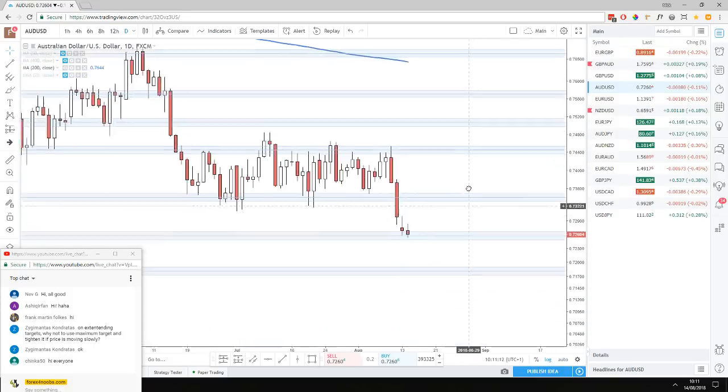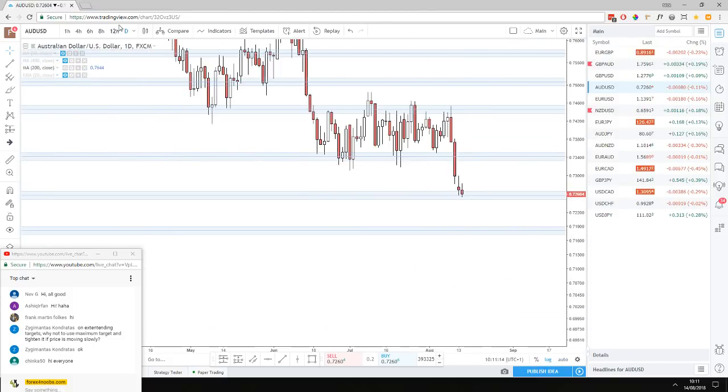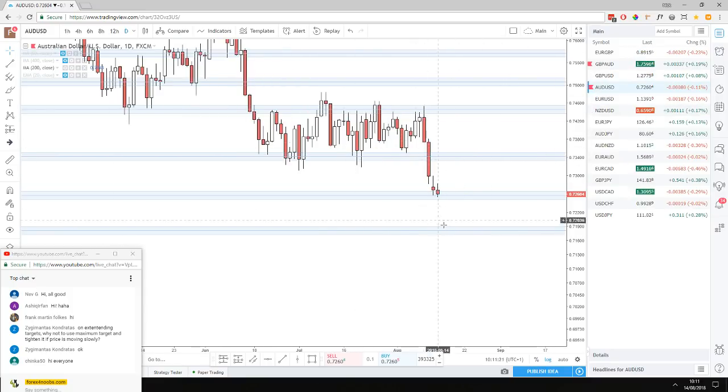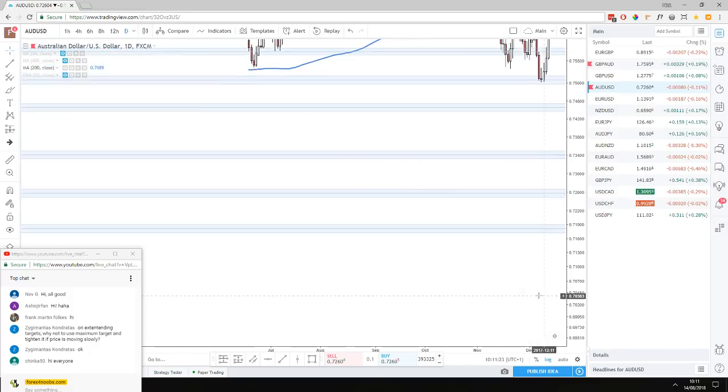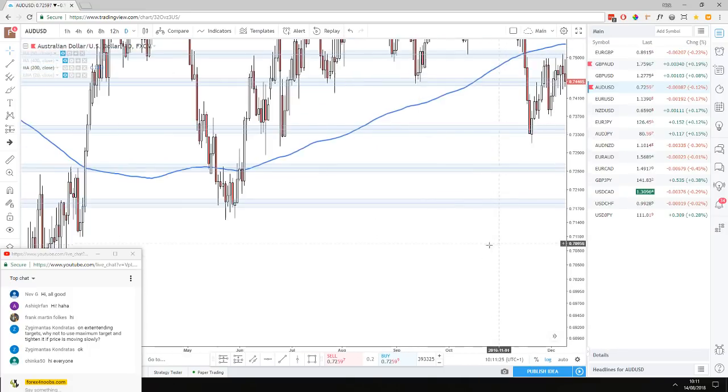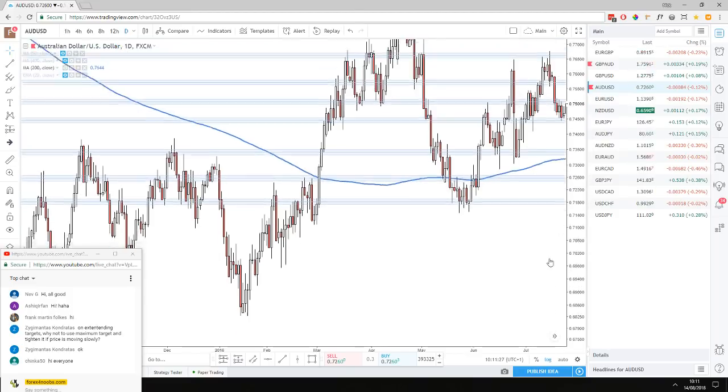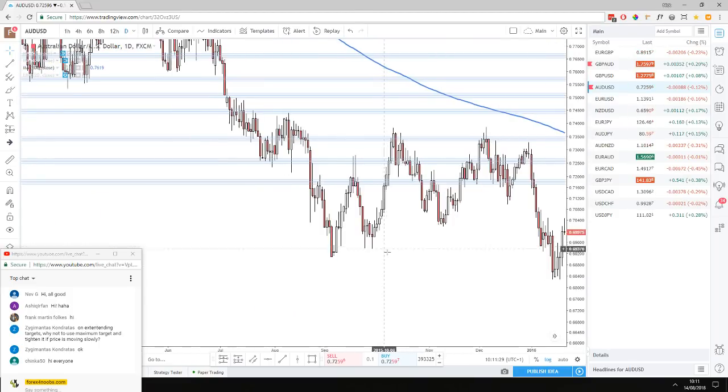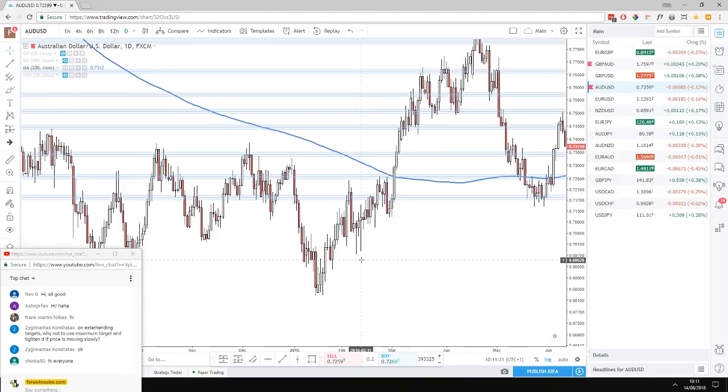AUDUSD, now here I am more interested in looking for a long. So I'm going to mark this one. Price has dropped down to this support area. This is a good support area. It hasn't been down here for a while, but actually, sorry. I was confusing this one with the lower support area.